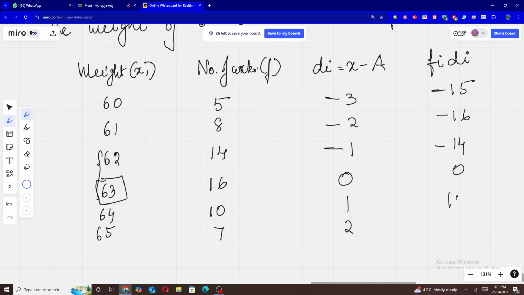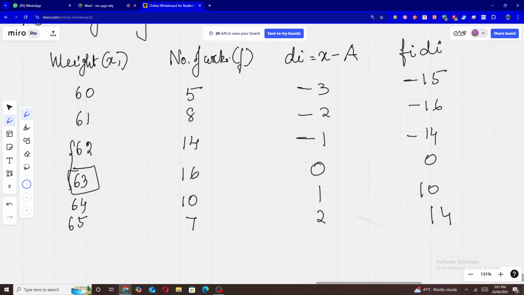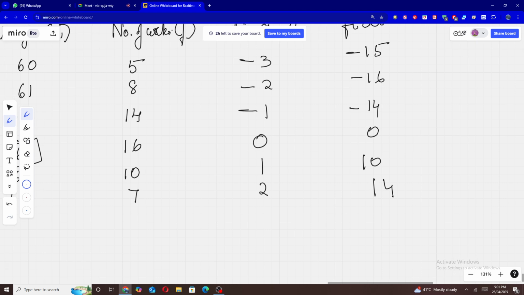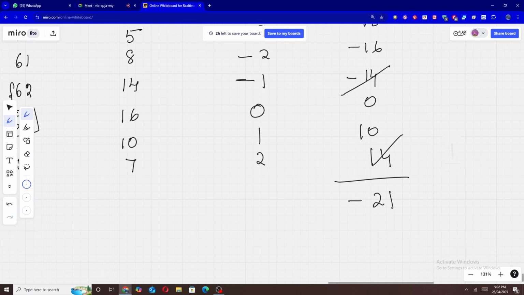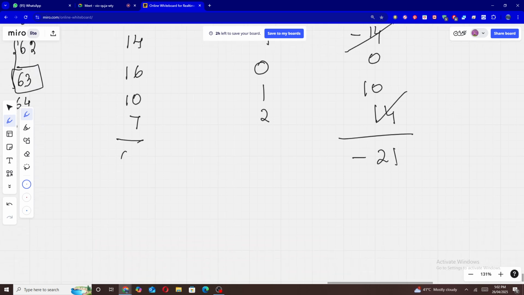Now what's the final answer? Is it 1251 by 20? 620.65. What's the answer? 620. Wait, what did you get for FI DI? 20. Minus 21. Minus 21. This and this cut. What do you get as DIF? Minus 21. I got 33. Number of workers? I just got 60 wrong there.